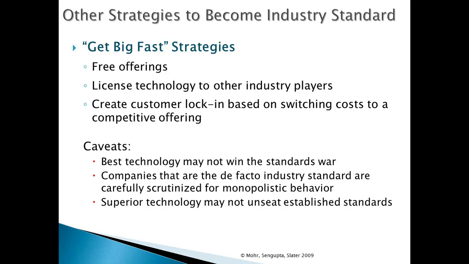Okay, here we see the get big fast strategy. And here we see the fact that with this notion of network effects, the best technology may not be the one that is the largest. We do see that monopolies come into play because of this.